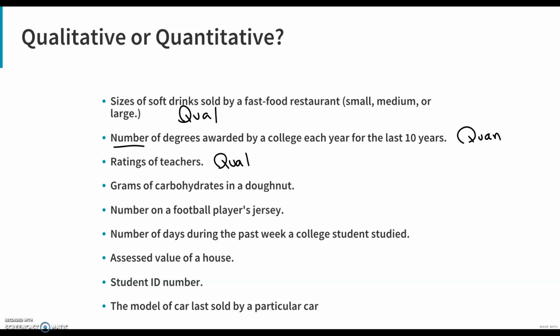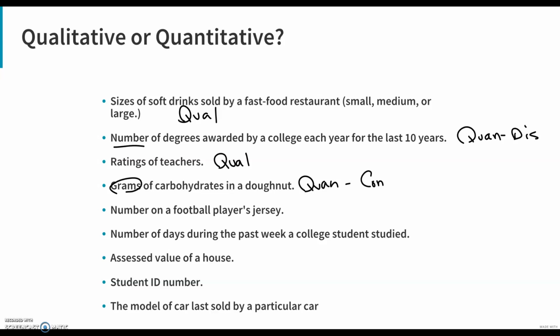Grams of carbohydrates in a donut. Okay, so we're measuring the grams. Since we're measuring it, that's going to be quantitative. By the way, we can break down quantitative into either continuous or discrete. If we go back to this one, number of degrees, I can count how many degrees were awarded, so this would be discrete. Here, if I'm measuring grams, since it's a measurement, remember that is always going to be continuous.